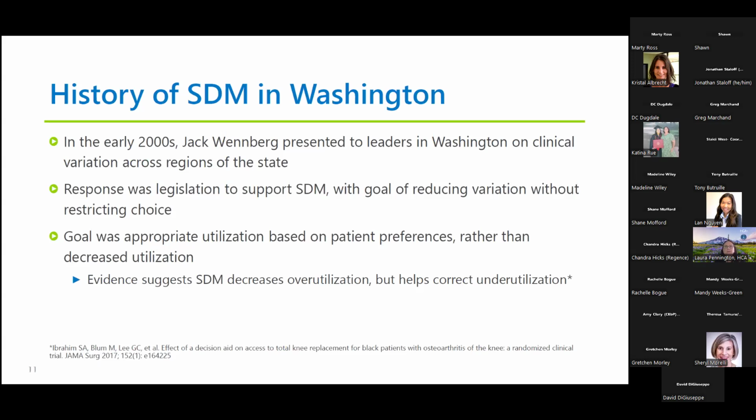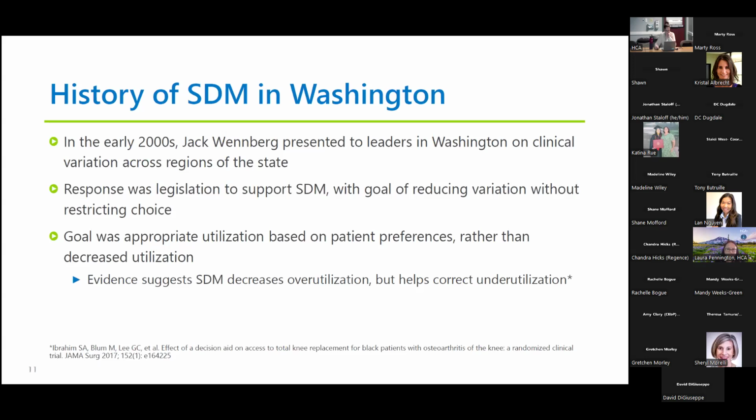Wasn't the idea to go in and say, okay, all you folks in this area, we're not going to offer you these services anymore, but it's to ensure that patients had the right information they needed to help them make the right decision at the right time. And so I mentioned previously that shared decision-making has been shown to decrease overutilization, but helps correct underutilization.